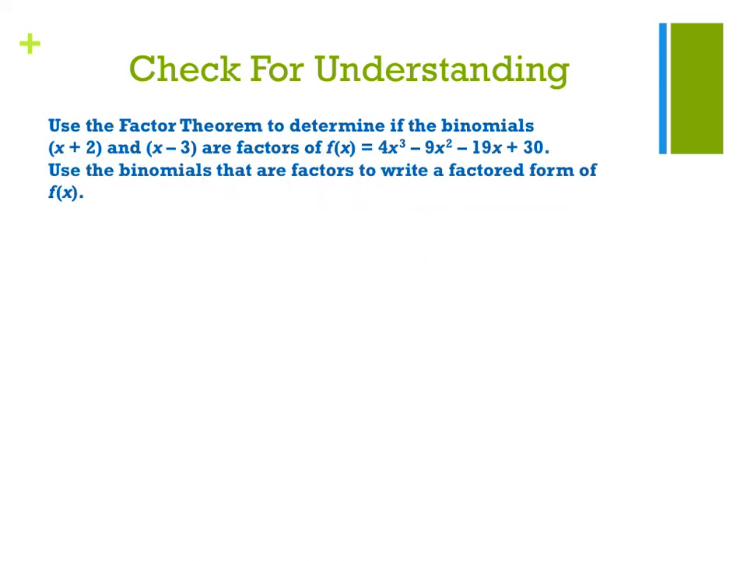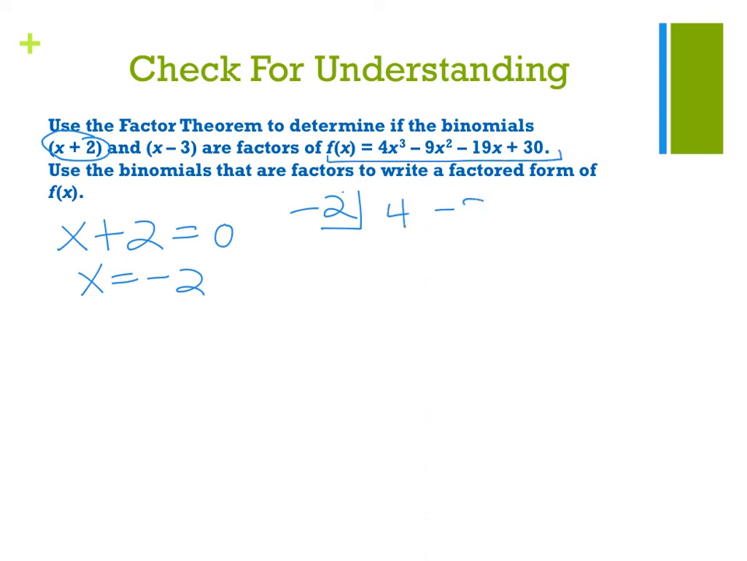Alright, so we're going to go ahead and walk through the answer. Hopefully you responded to the last question correctly. We're going to check x plus 2 first, which means if I set x plus 2 equal to 0, my divisor is negative 2. I'm going to go ahead and carry out my synthetic division with negative 2 as my divisor. My coefficients from my polynomial function f of x are 4, negative 9, negative 19, and positive 30. I'm going to carry out synthetic division.